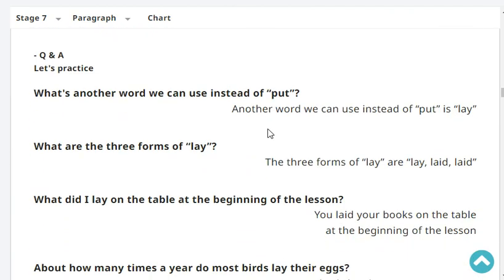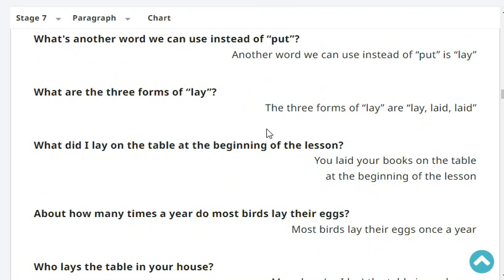First question. What's another word we can use instead of put? Another word we can use instead of put is lay. What are the three forms of lay? The three forms of lay are lay, laid, laid.